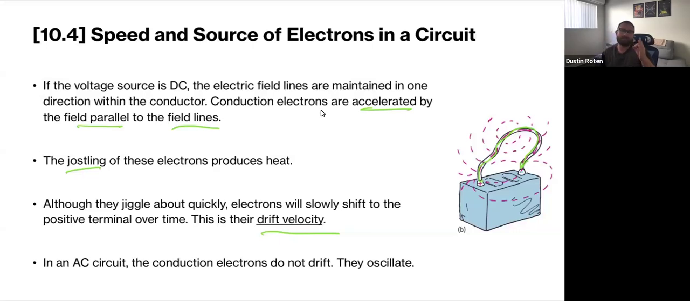That means, of course, in AC current, the one that alternates, the conduction electrons don't drift. They're just sort of chilling there and they bounce back and forth. So there is no drift velocity in an alternating current circuit.